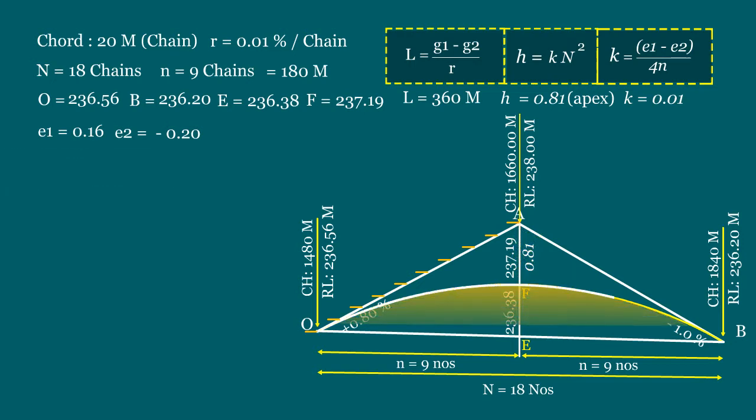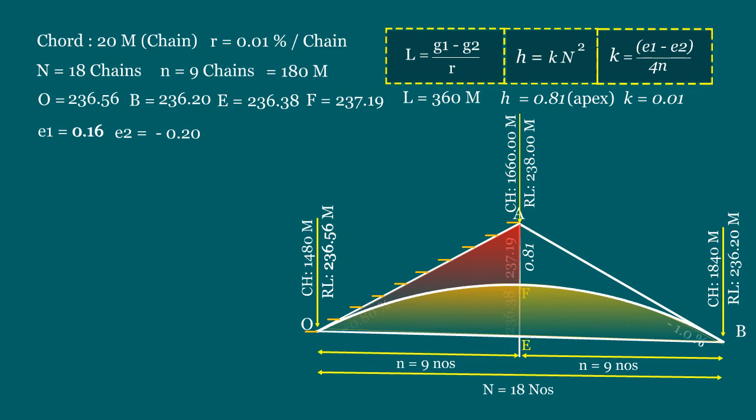Now, it is time to calculate the RL value of other intermediate pegs. For that, first we have to calculate the elevation value on tangent line for every intermediate point. And next, we have to find the value of tangent correction, H, for every peg. And, finally, we have to deduct this tangent correction from the elevation values, which gives the value of final reduced level on the parabolic curve. Now, we will see in detail.